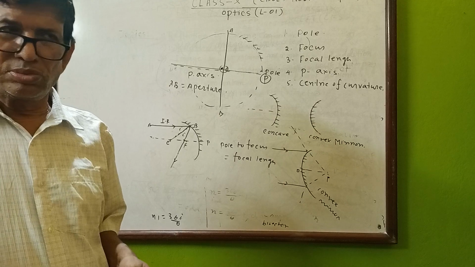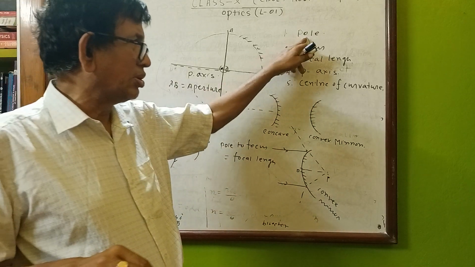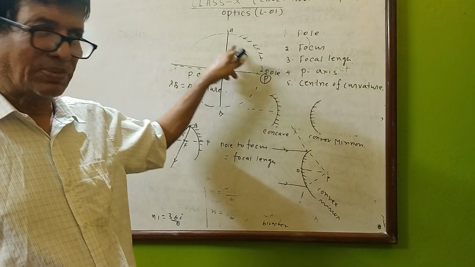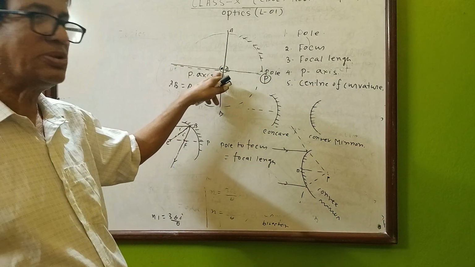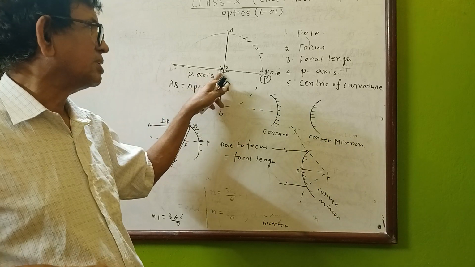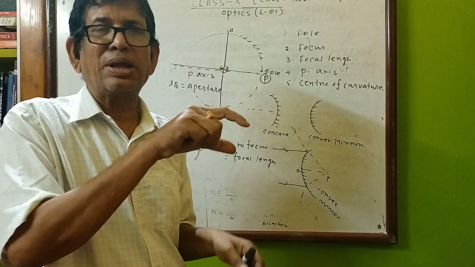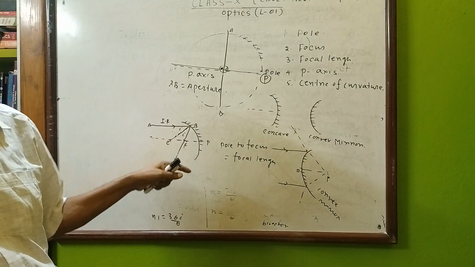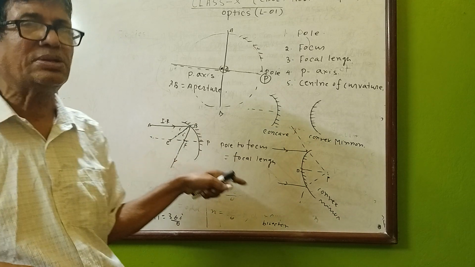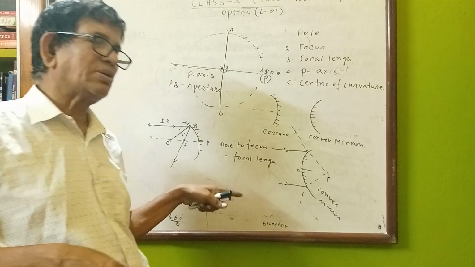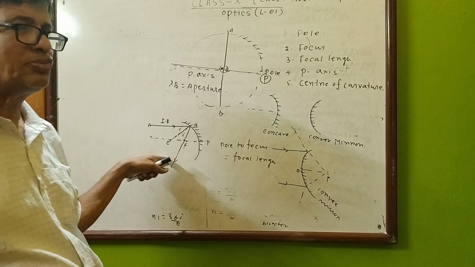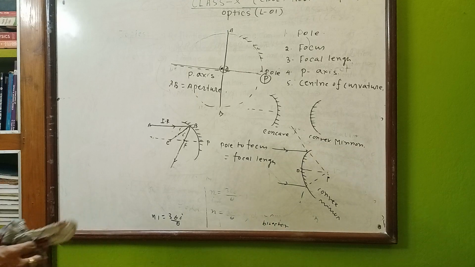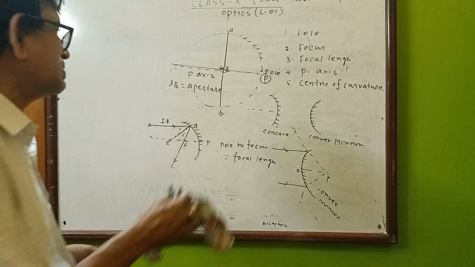I have told you some terms: pole, the center of the mirror. This spherical mirror is a part of a hollow sphere. The center of this hollow sphere is the center of curvature. Any line passing through the center of curvature and pole is called the principal axis. Any incident ray parallel to the principal axis, after reflection, meets or appears to meet, in the case of a convex mirror, at the focal point, and the pole to focal point distance is known as focal length. Now the last topic that I am going to teach you is the sign convention.